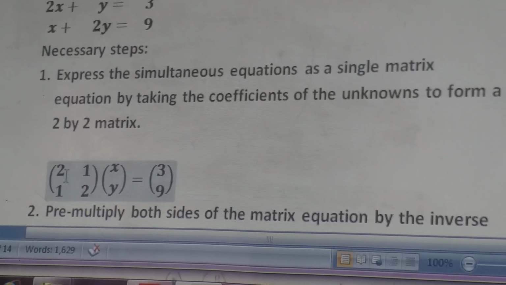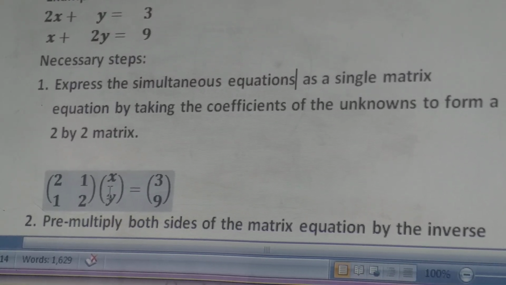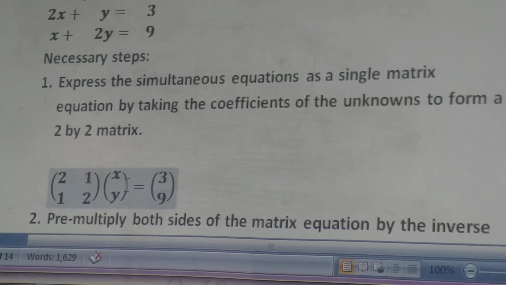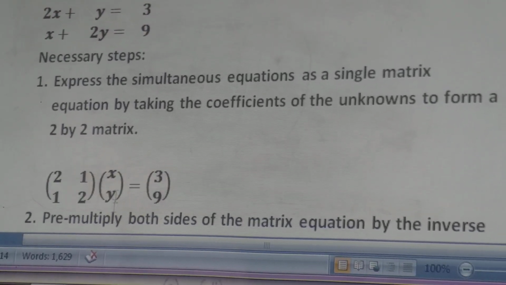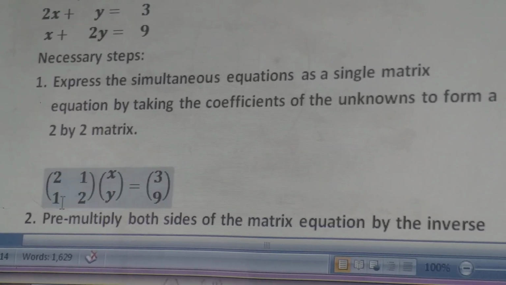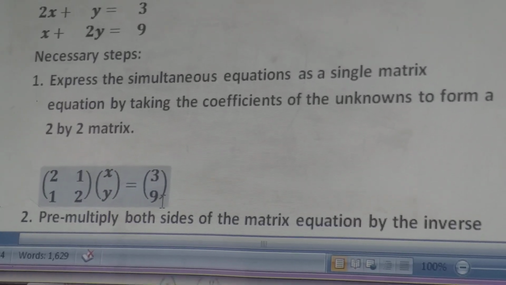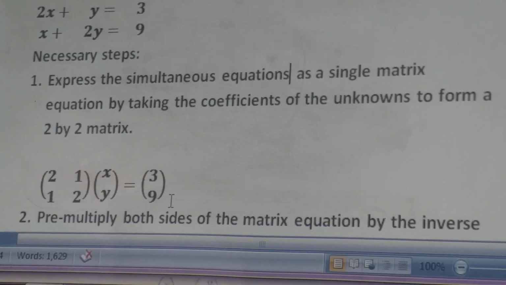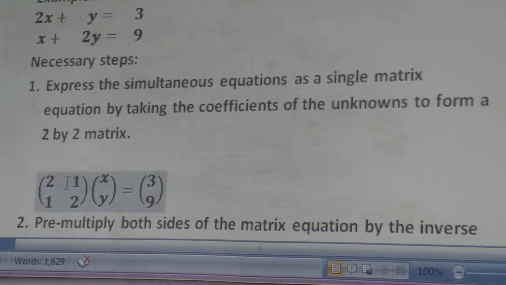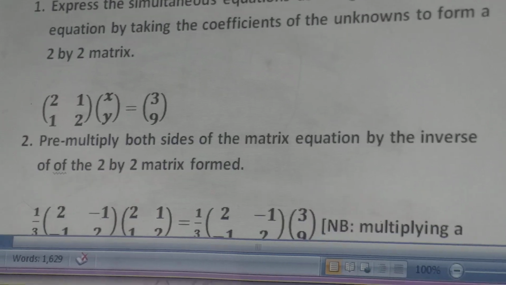Now we are saying multiplying this will give us that. It can go back to this. If you multiply the first row by the column, you will get 2 times x, 2x, plus 1 times y, plus y, equal to what? 3. And the second row by the column, you will get 1 times x, it's x, plus 2 times y, plus 2y, equal to what? 9. Now, we've just expressed the simultaneous equations as a single matrix equation like this. That's the first step. Then step number 2.